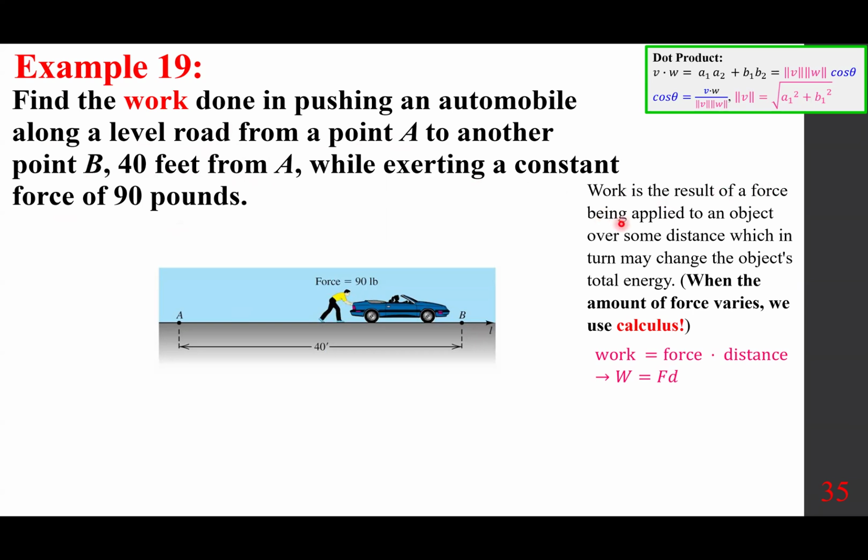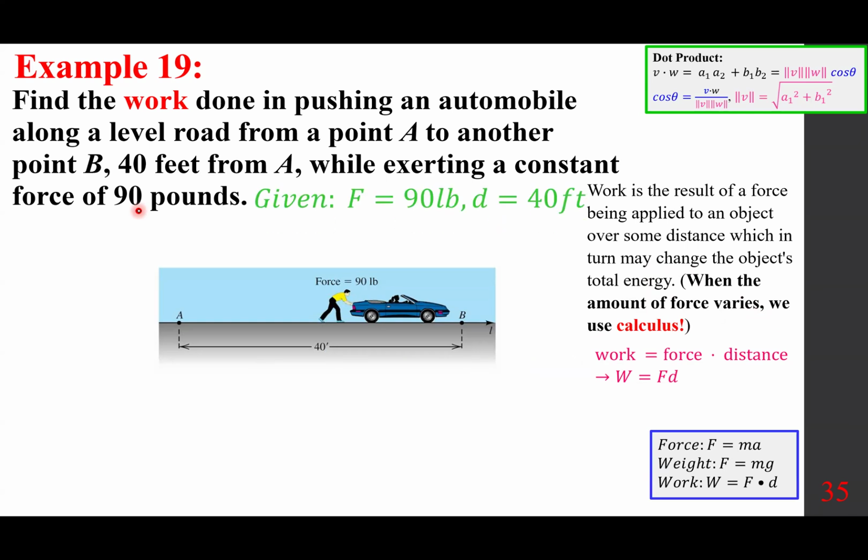Work is the result of a force being applied to an object over some distance, which in turn may change the object's total energy. When the amount of force varies, we use calculus. Work equals force times distance. W equals Fd. So in this case, the force is 90 pounds and the distance is 40 feet. F equals ma, weight is a kind of force F equals mg, and work is F times d.